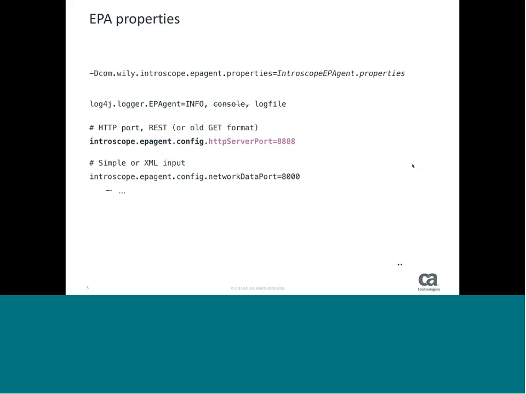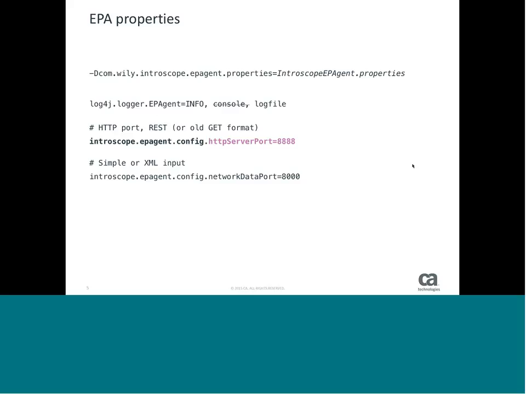Like the Java agent, the EPAgent has a property file, which by default is IntroscopeEPAgent.properties. It contains the usual settings like log settings, where I would recommend to replace console with log files, and the connection to the Enterprise Manager, and you have 2 ports that you can configure.